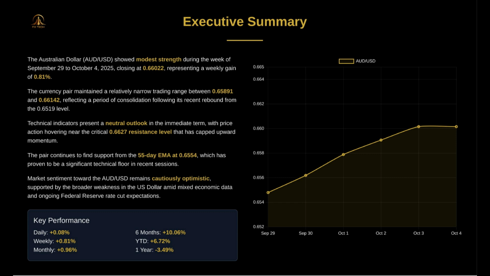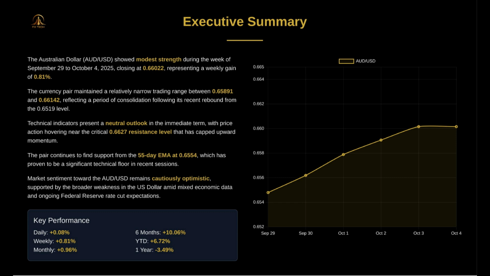0.66022 with a weekly gain of 0.81%. The currency pair traded in a relatively narrow range between 0.65891 and 0.66142, consolidating after its recent rebound from the 0.6519 level.